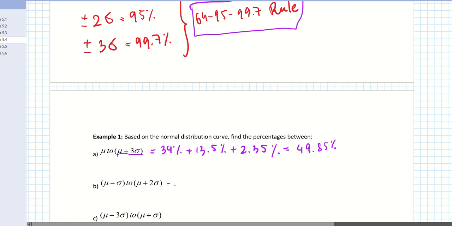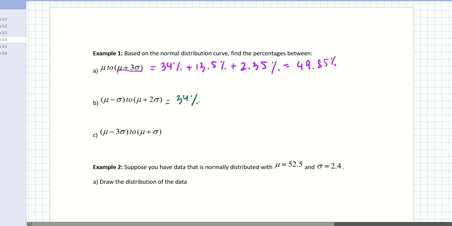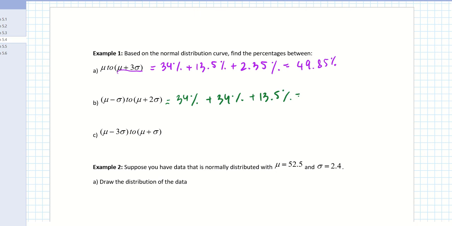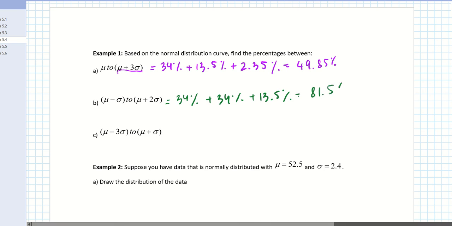So it's going to be 34% plus 34% plus 13.5%, which in total, 34 plus 34 is 68, plus 13.5, it's going to be 81.5%.